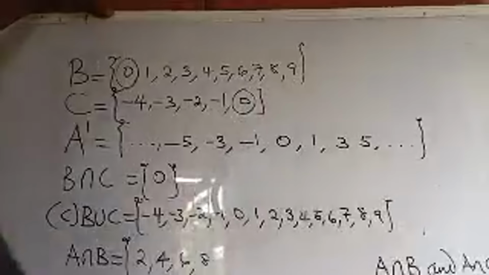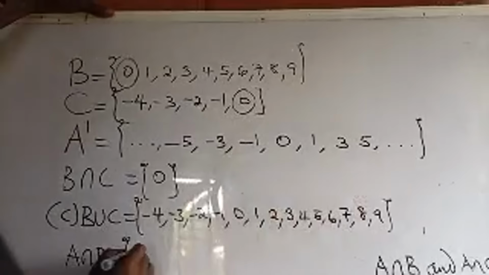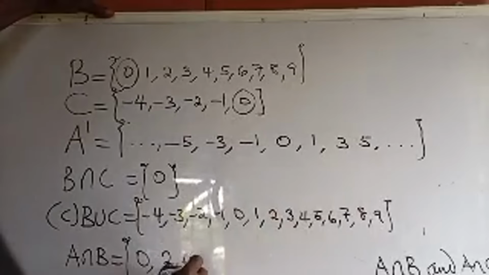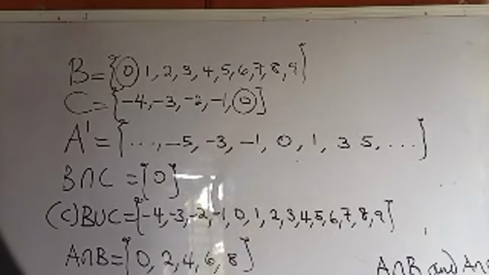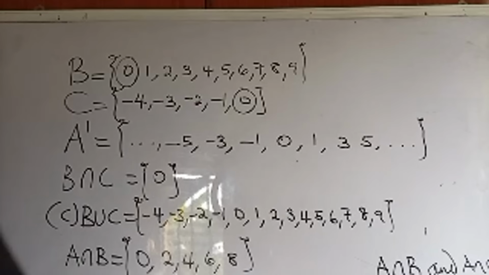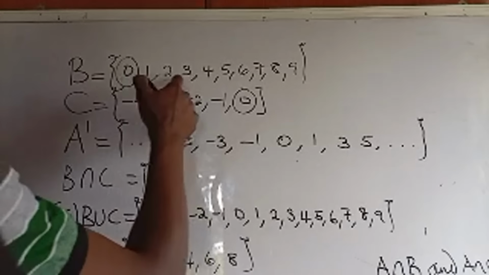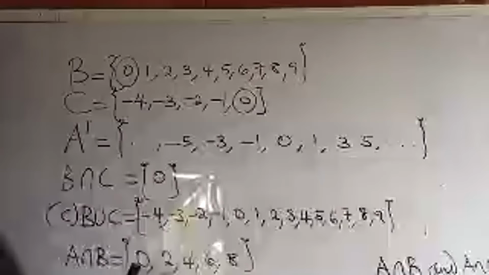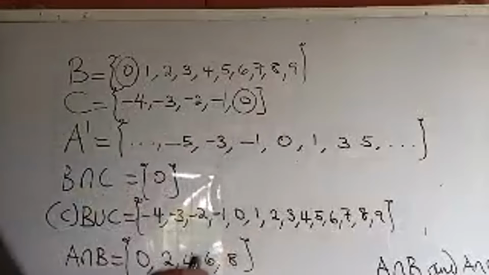Do we have 0 there? Yes, I think 0 is there, because when we listed them, we have 0, 2, 4, 6, 8. These are the elements that are common to A and B. A is the set of even numbers. Then B, we have 0, 1, 2, 3, 4, 5, 6, 7, 8, 9. So the even numbers here are 0, 2, 4, 6, 8. So that is the intersection.